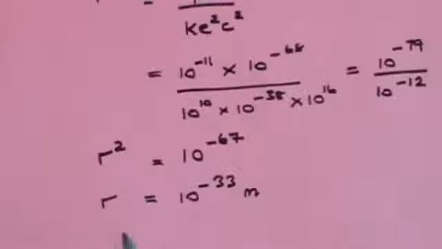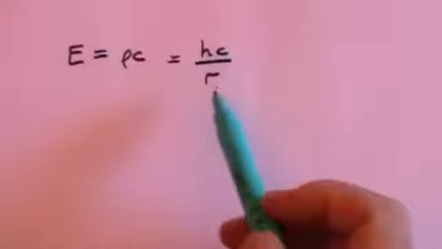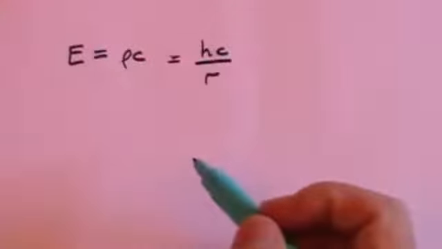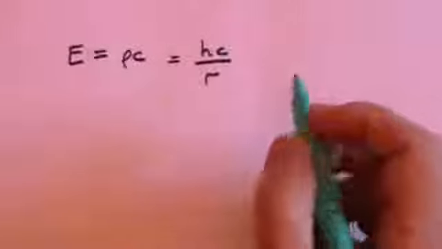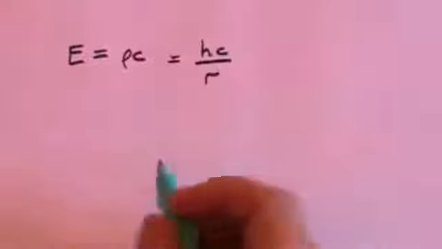Well, remembering that r is 10 to the minus 33 meters, let's consider what the energy would have to be in order for that to be the case. So just a reminder that E equals pc, which equals hc over r, because we said that p is h over lambda, but when lambda is of the order of r, we can call this h over r.